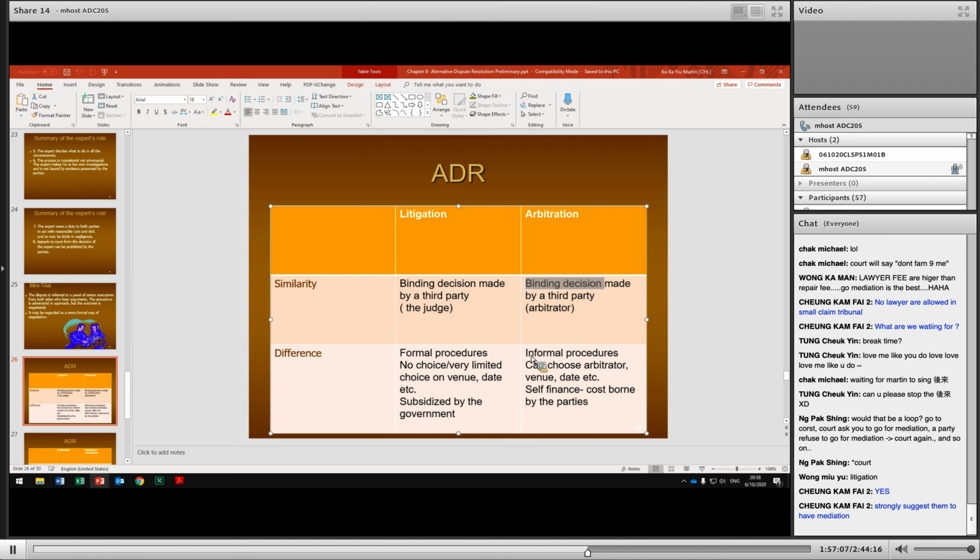Right? But arbitration is informal. So there is a lot more informal procedure. They can choose the procedure, the arbitrator, the venue, day, time, etc. Also, it's self-financed, so the cost will be borne by the party. The party has to pay for the arbitrator and also the arbitration center. But even though the charge is high, because they can save a lot of time, they can also save a lot of money.